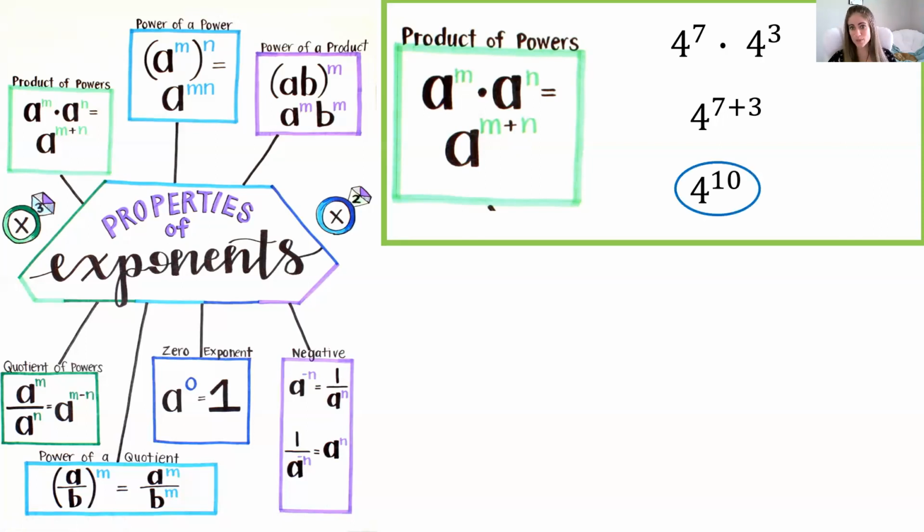There are times that you may be asked to evaluate, which means you would figure out what 4 to the 10th is. But for this sake, because we're just focusing on learning these properties, we can stop right here in exponential form. 4 to the 10th.